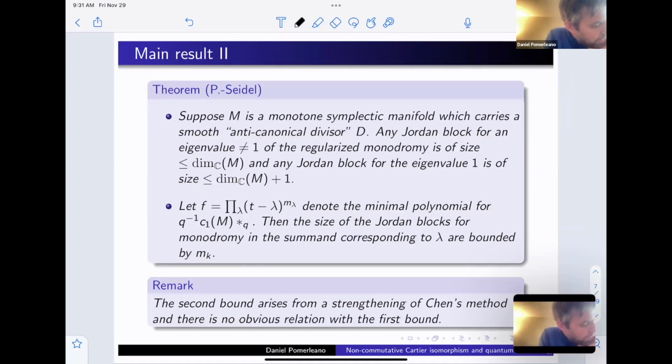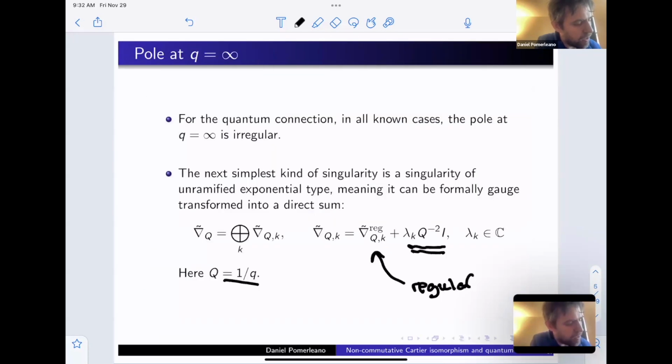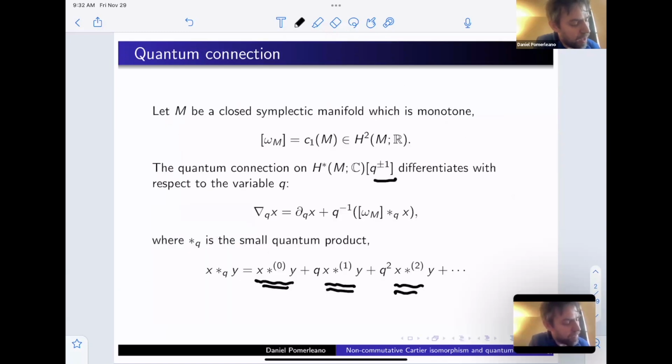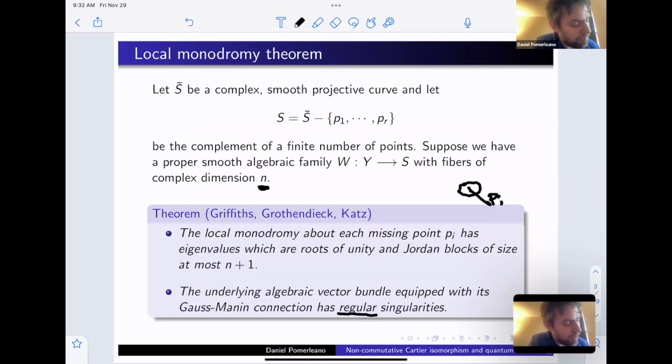So if you look at the minimal polynomial for quantum multiplication by this C1, because of the form of the quantum connection, one knows that in this particular case, the lambda k's that appear here are the eigenvalues of quantum multiplication by Q inverse of C1, the term that appears here. That comes out of the theory.